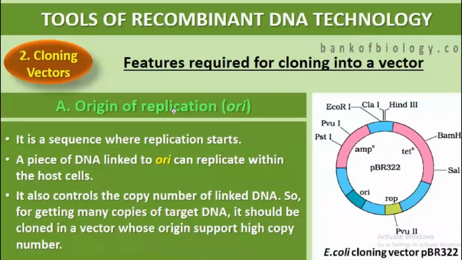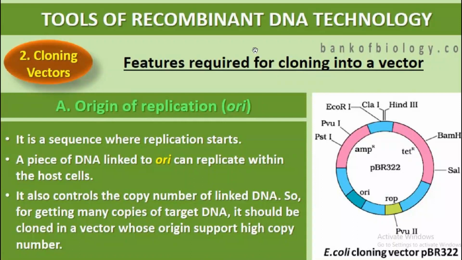Origin of replication or ori. So this is the part. Okay students, you see the diagram of pBR322. This pBR322 is a plasmid. This is a modified form of ColE1. ColE1 is the plasmid that is isolated from E. coli bacteria. After some modifications, it is named pBR322.